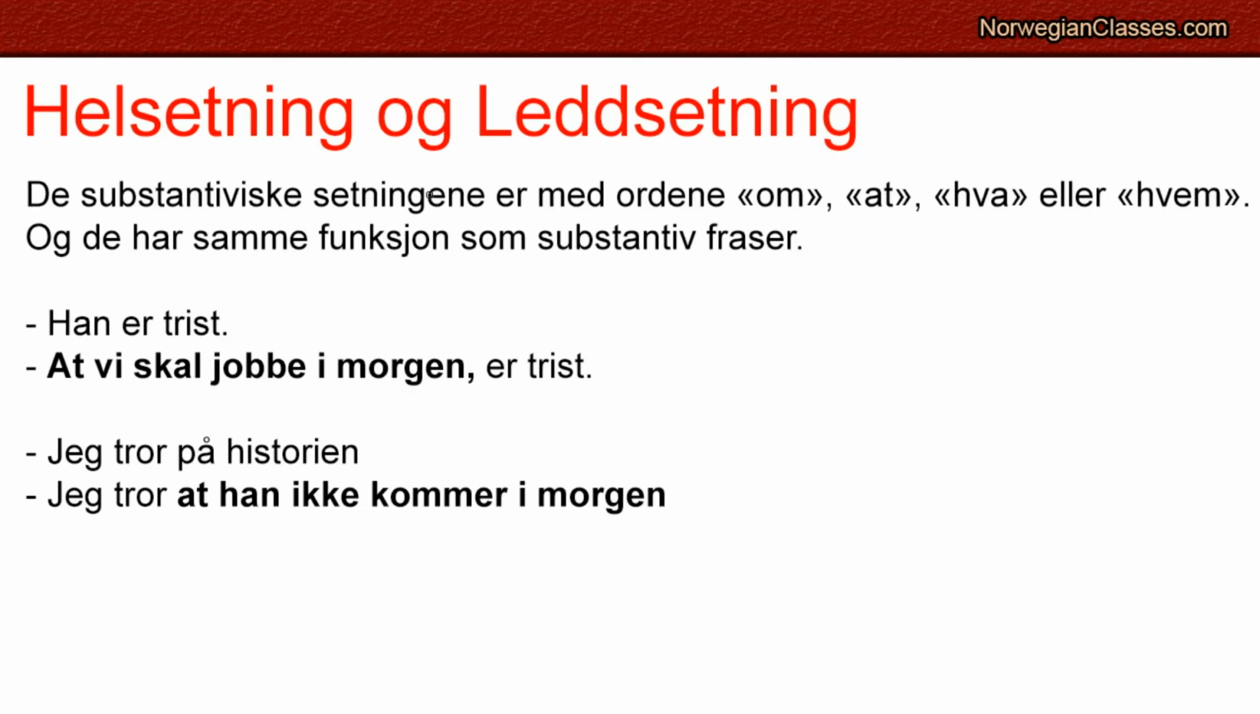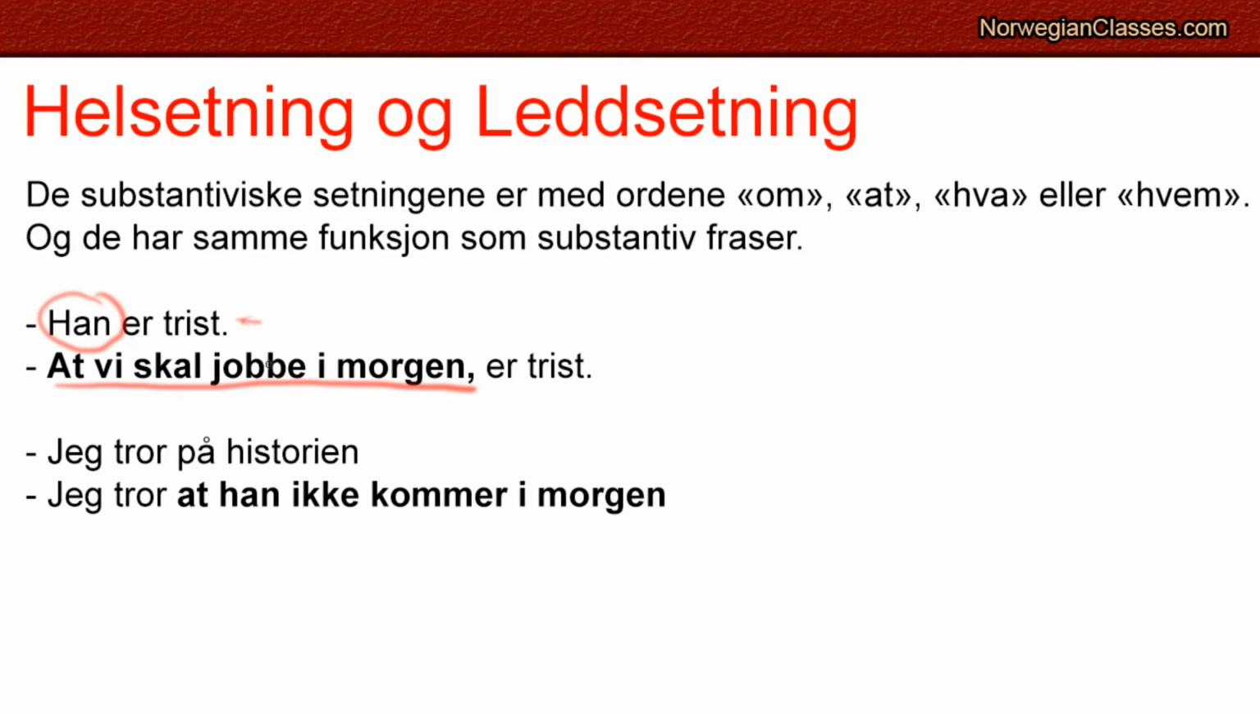So if you start with the substantiviske, they act as a noun. Han trist, he is sad. At vi skal jobbe i morgen trist. That we are going to work tomorrow is sad. So han is here complete. We have put in a subordinate clause instead. It has the exact same function.